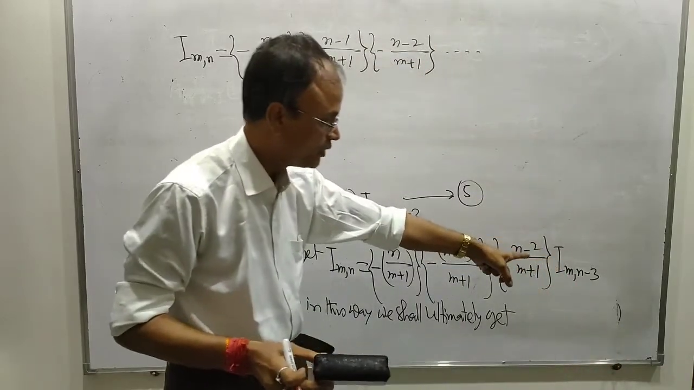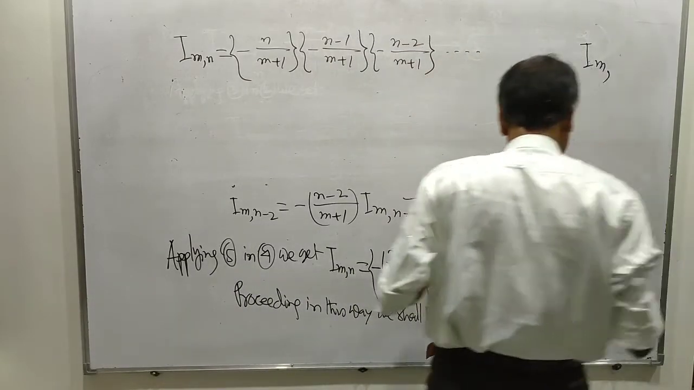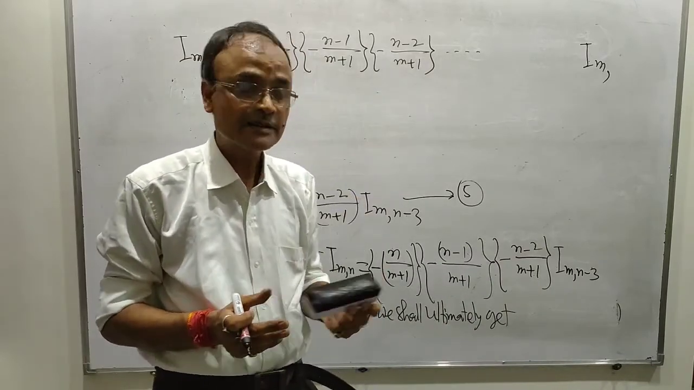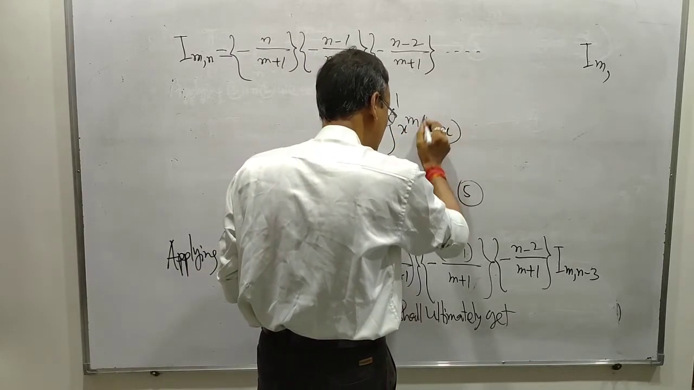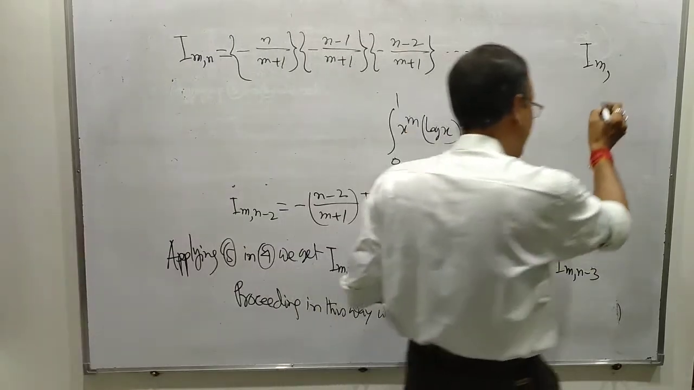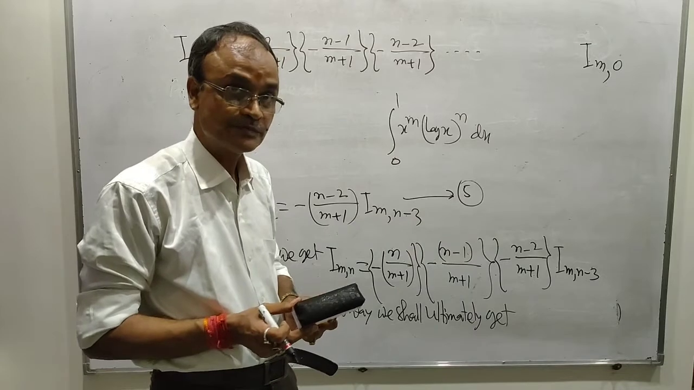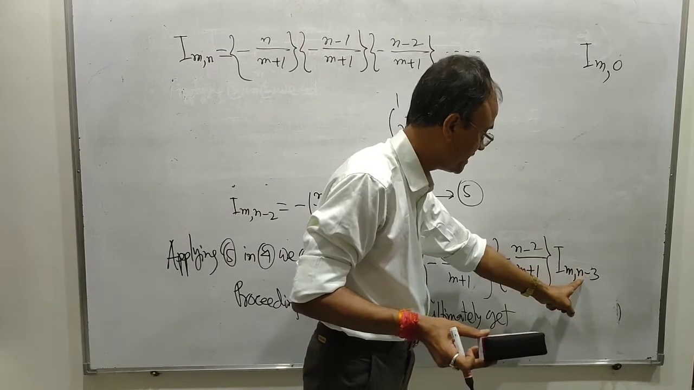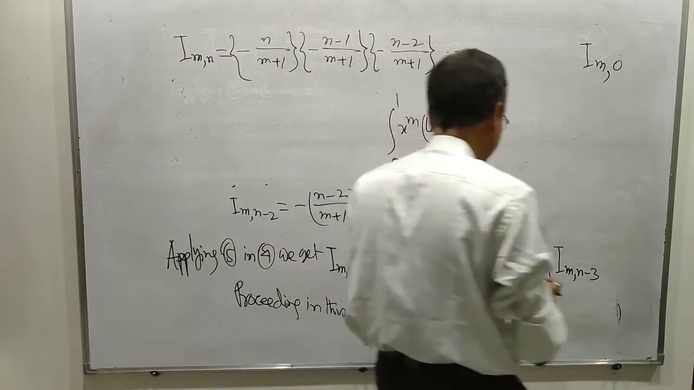Finally, what you will get? I_{m,n}, what is it? It was the integral from 0 to 1 of x to the power m times (log x) to the power n. n may be 0 also. Finally, you will get I_{m,0}. If you get I_{m,0}, it means n is equal to 0. We put n equal to 0 in this term also.